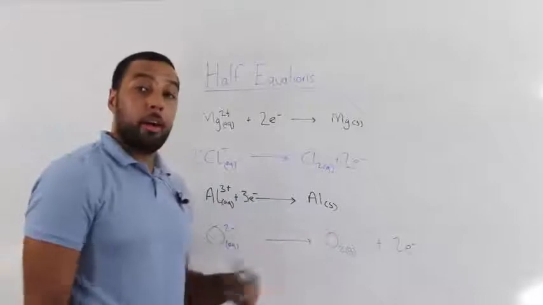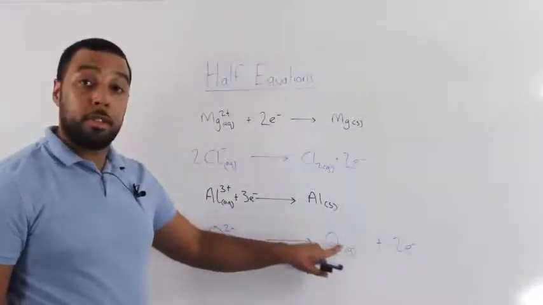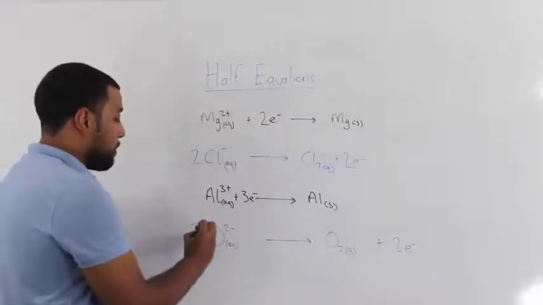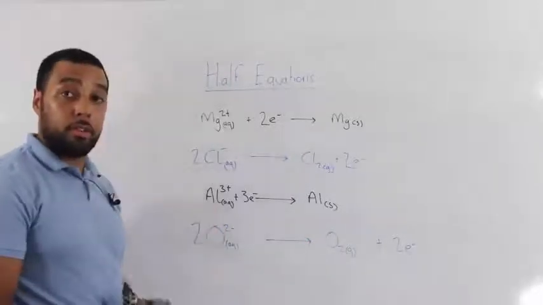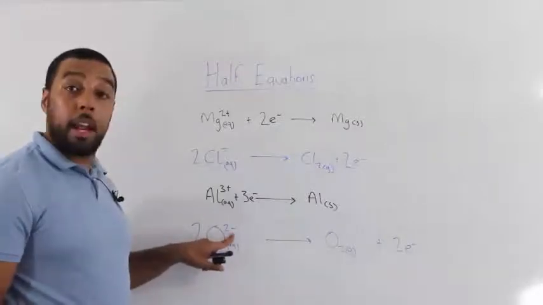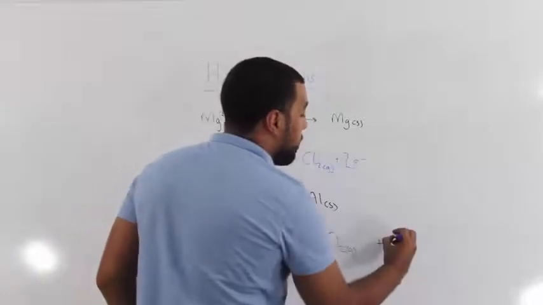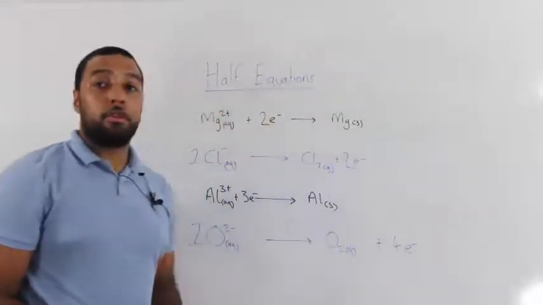But this equation is not balanced. We've got 2 oxygen atoms here, so we need to start with 2 oxygen ions. Each oxygen ion loses 2 electrons, and we've got 2 of them, so there will be a total of 4 electrons being lost.